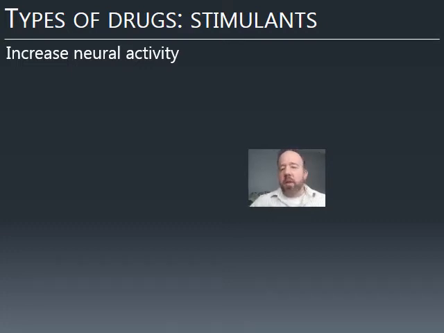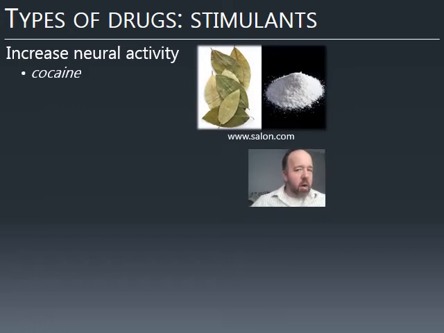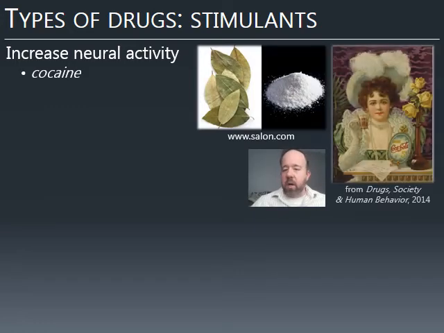Depressants decrease the excitability of the nervous system. Stimulants are the opposite of depressants. They increase the excitability of the nervous system. That is to say, they increase neural activity. And some famous examples here are cocaine, we see here.